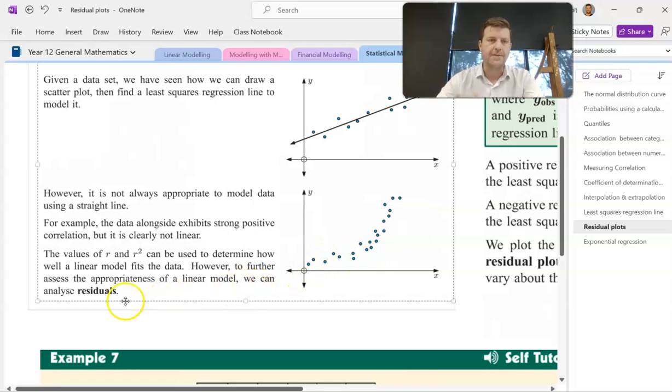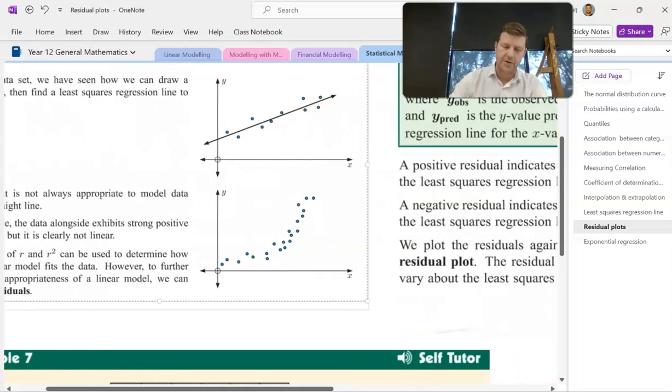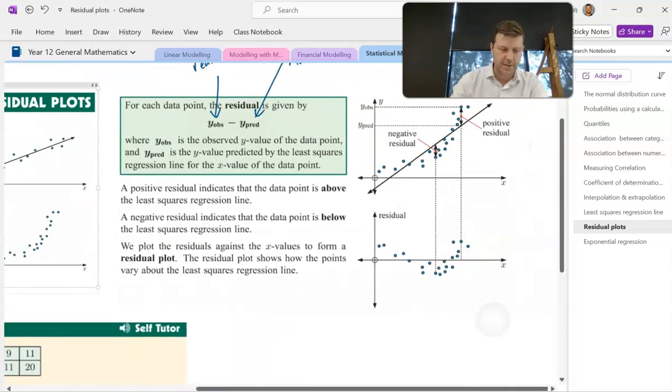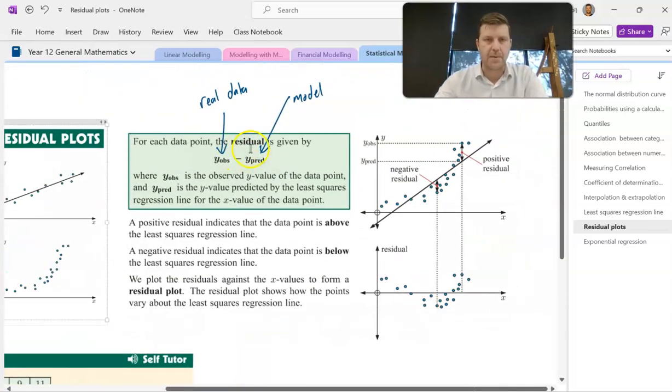Okay, so to further assess the appropriateness of a linear model, we analyze the residuals, and that's what we're going to be looking at today, how to calculate those residuals. In my next video, we're looking at how to actually analyze those. So for each data point, residual is given by the y observed value minus the y predicted value.